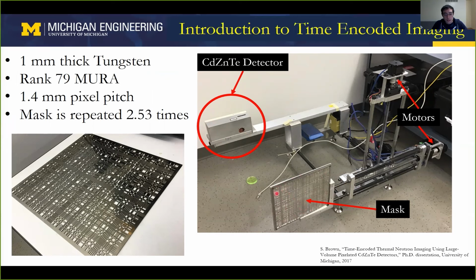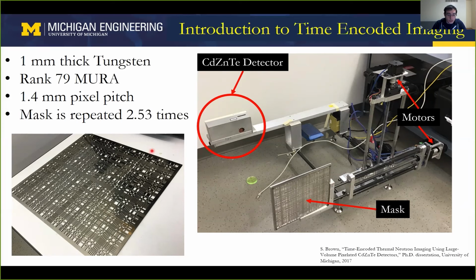The way we describe the mask is by the number of holes. And in this situation, we use a rank 79 mask. So there are 79 in each repetition of the mask. There are two motors that move it, one in the X and the other one in the Y, and that just helps us encode so we receive the entire coding of the mask.